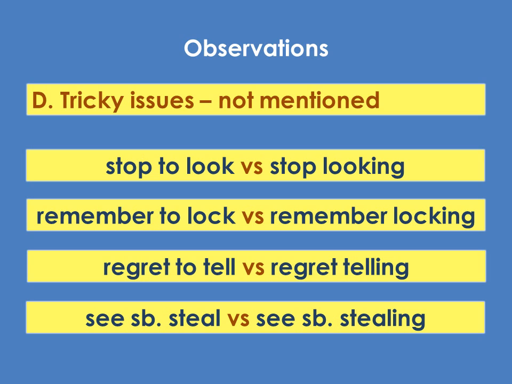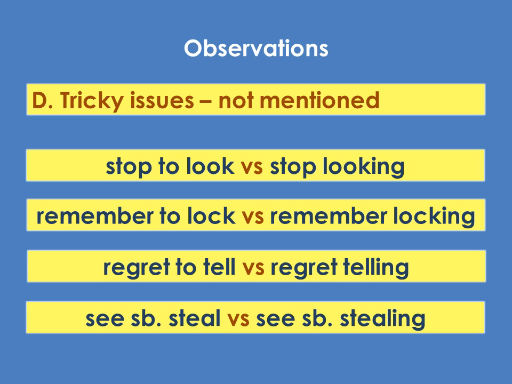Most importantly, some tricky issues of using gerunds are not mentioned in the material. Here are some examples. First, stop to look and stop looking are very different in meanings. Stop to look indicates that someone stops doing something in order to look at something else. But stop looking indicates that the action looking is no longer continuing. Second, remember to lock means don't forget to lock, while remember locking means you have a memory of locking something, which was an action that happened in the past.